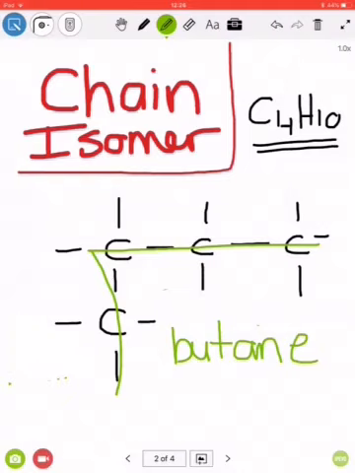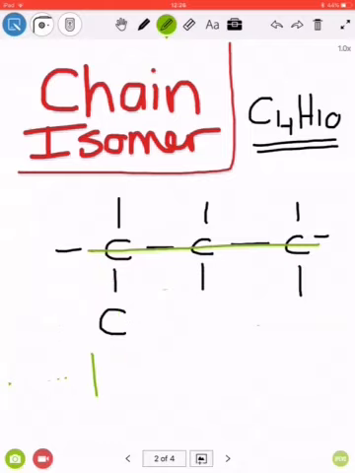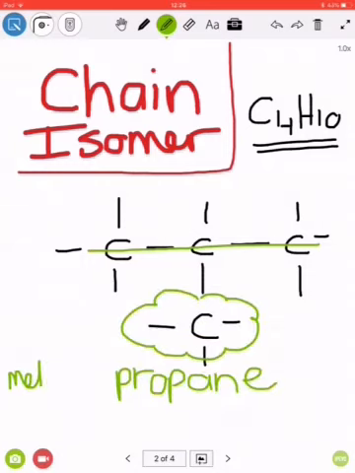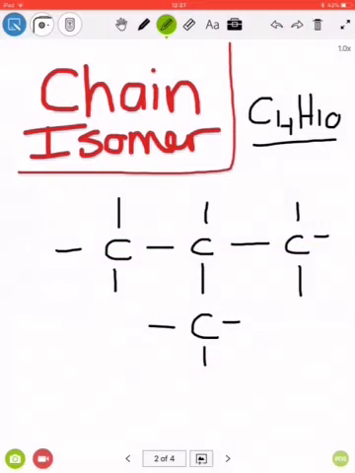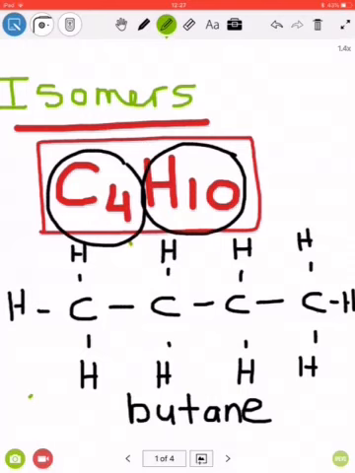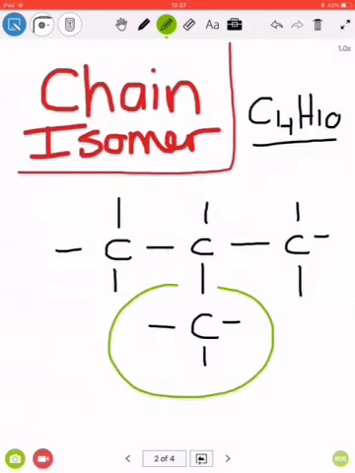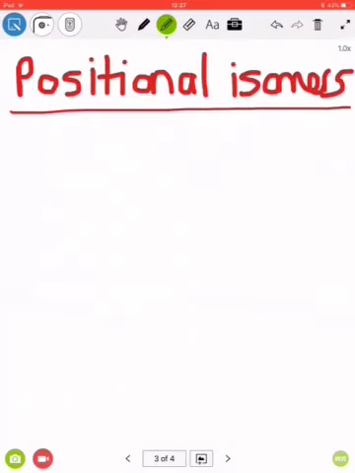So what you need to get from this is that chain isomers have the same molecular formula, different structural formula. You can then see that this molecule has a different structural formula to this molecule here, and it's going to have a different name. Make sure that it has a different name, and therefore they are called chain isomers of each other. Molecules with the same molecular formula, different structural formula.